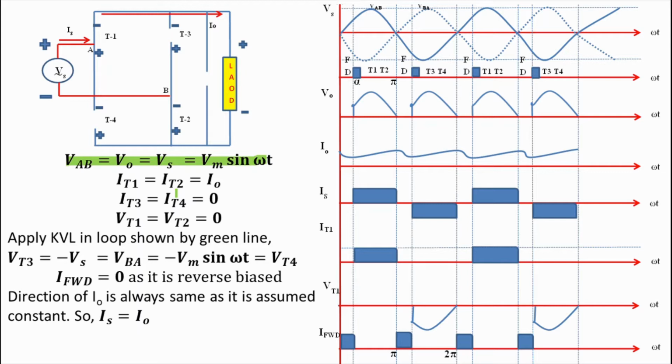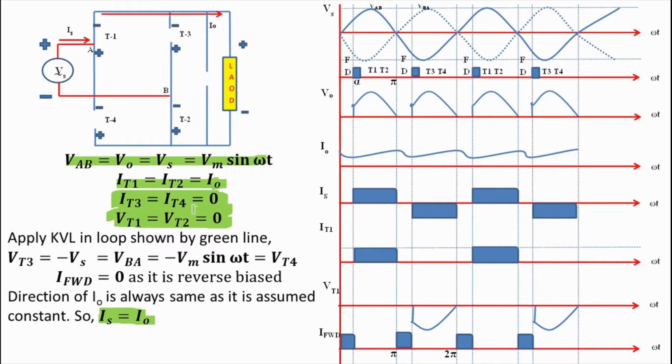Also, as T1, T2 are conducting, IT1 is equals to IT2 and that is equals to I0. And drop across these thyristors T1 and T2 is 0, because both are conducting, means we can write VT1 is equals to VT2 and that is equals to 0. As T3 and T4 are in off state, or we can say that are open circuit, we can write IT3 is equals to IT4 and that is equals to 0.